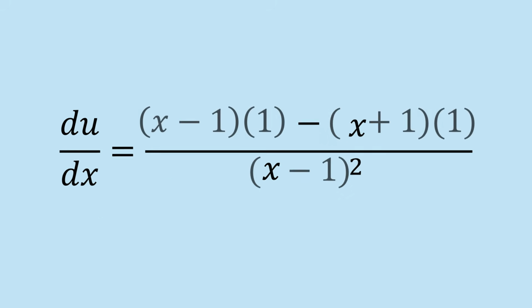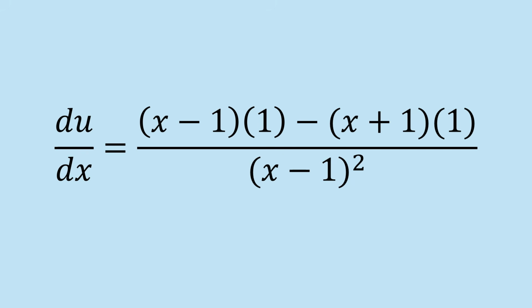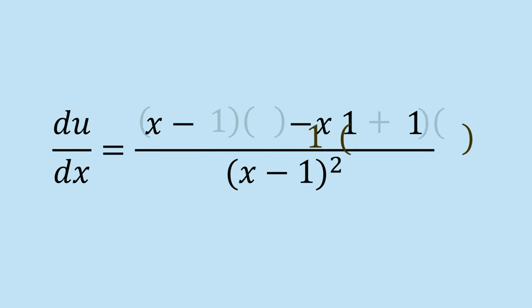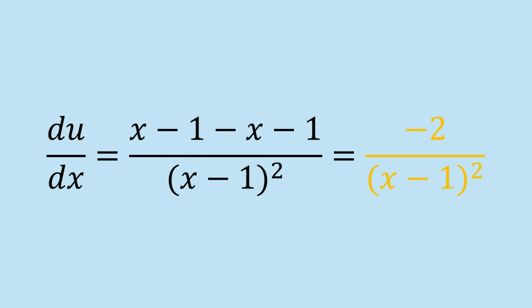Substituting the formula, we arrive at x minus 1 times 1 minus x plus 1 times 1, all over x minus 1 squared. Simplifying this expression, we get negative 2 divided by x minus 1 squared.